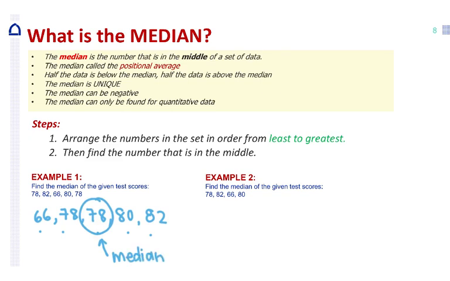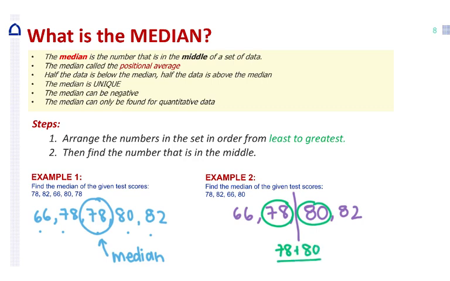Now you might ask, what if there is an even number of data points? Example 2 has that situation. So we'll line them up: 66, 78, 80, and 82. In this case, if we were to cut this data in half, there's not one number in the middle. So we take the two numbers that are in the middle and find the middle of the middle. We find the average between those two numbers: 78 plus 80 divided by 2. In this case, the median would be 79. So it's possible that sometimes the median is not a number in the data set, or sometimes it is.